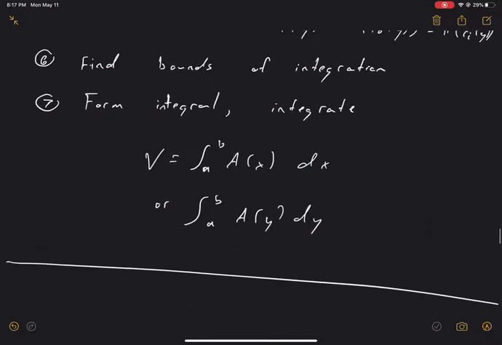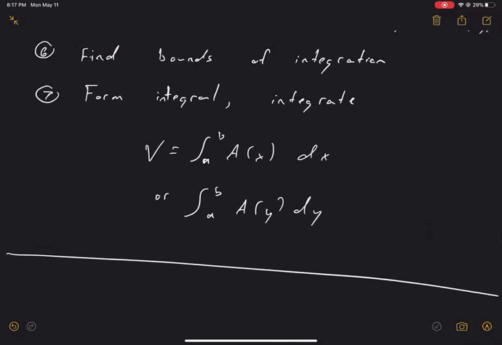Okay. Next, we should find the bounds of integration. So where our object exists, if our object exists like this, rotated around a horizontal line, I want to integrate from here to here. So we want to integrate along our object. Sometimes we've got to figure out what those bounds are.